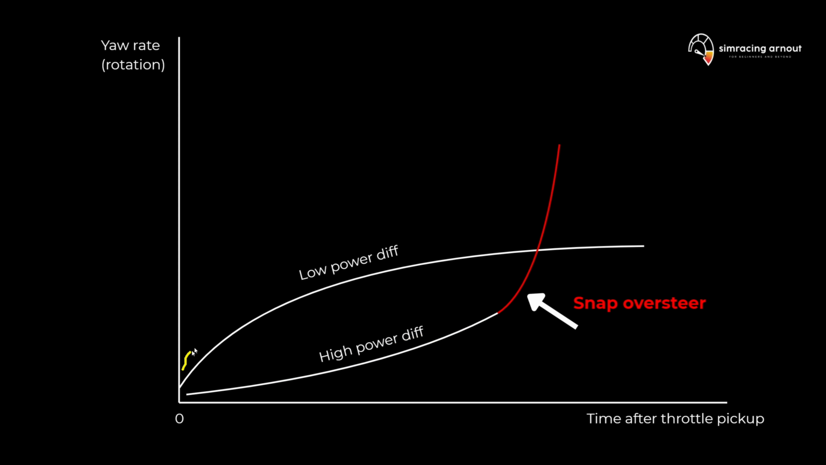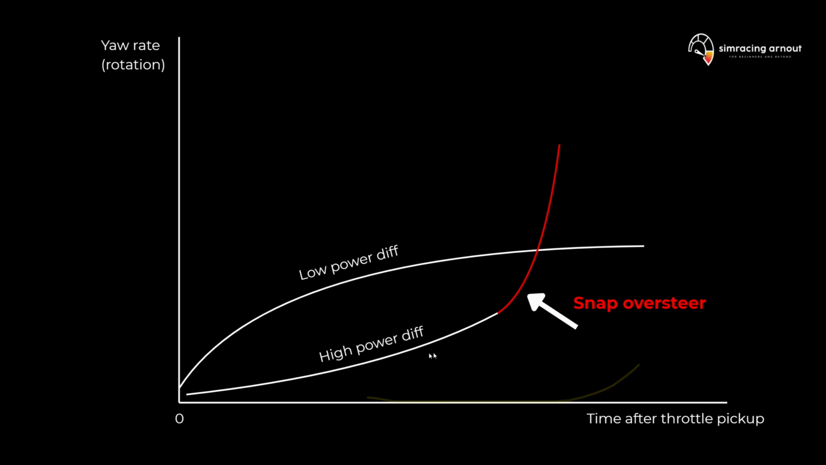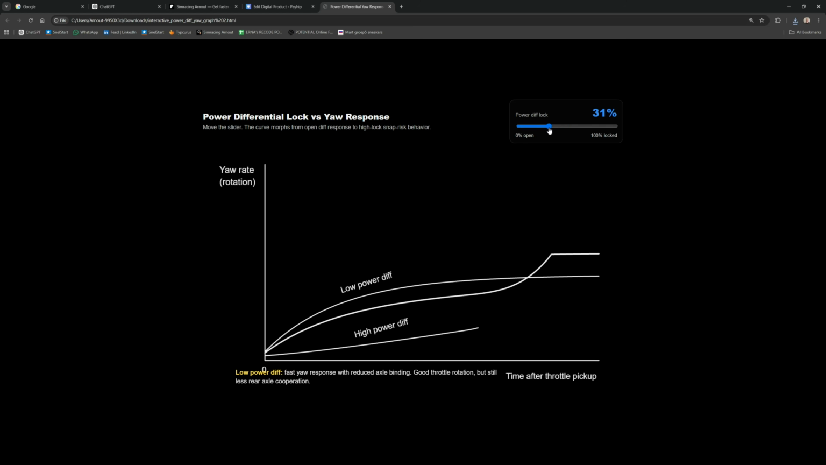And if you have a low power diff, it's more nuanced and you kind of feel it coming, but you might also lack rotation at some point. And this is definitely not a perfect graph, but it just shows how a high power differential gives you the snap. And this is on the slow corners, by the way. I created a graph so you can see how this could work.